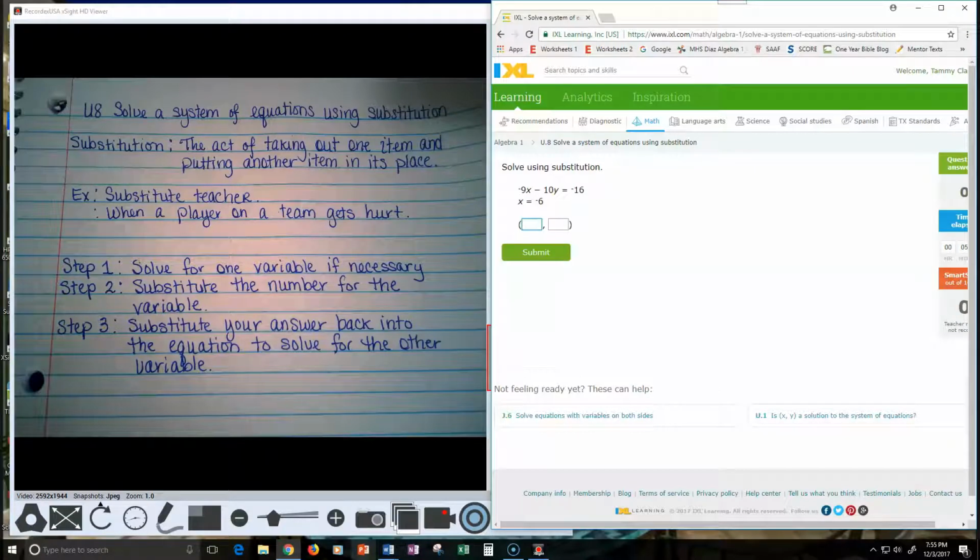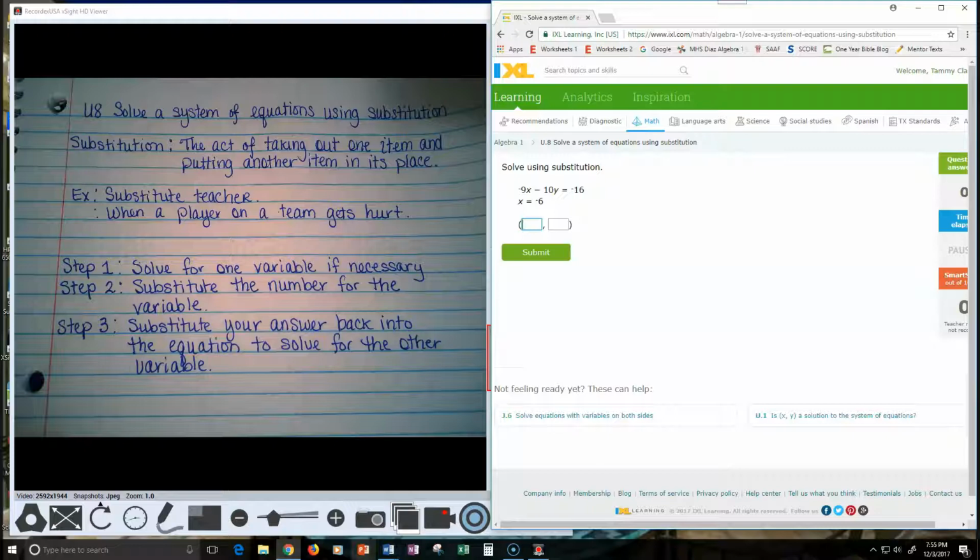So here's a few steps for you. Step 1, solve for one variable if necessary. Remember, in systems of equations, we have x and y. So you're going to want to solve for either x or y, whichever one is easiest to get alone. Then when you get x equals something or y equals something, you take that answer, whatever x or y equals, and you put it in place of the variable in the other equation.